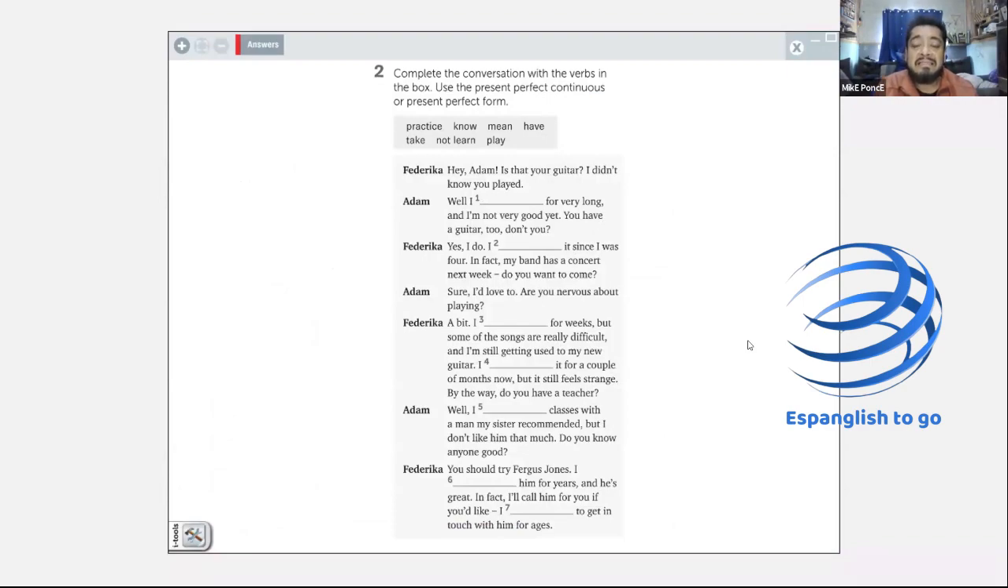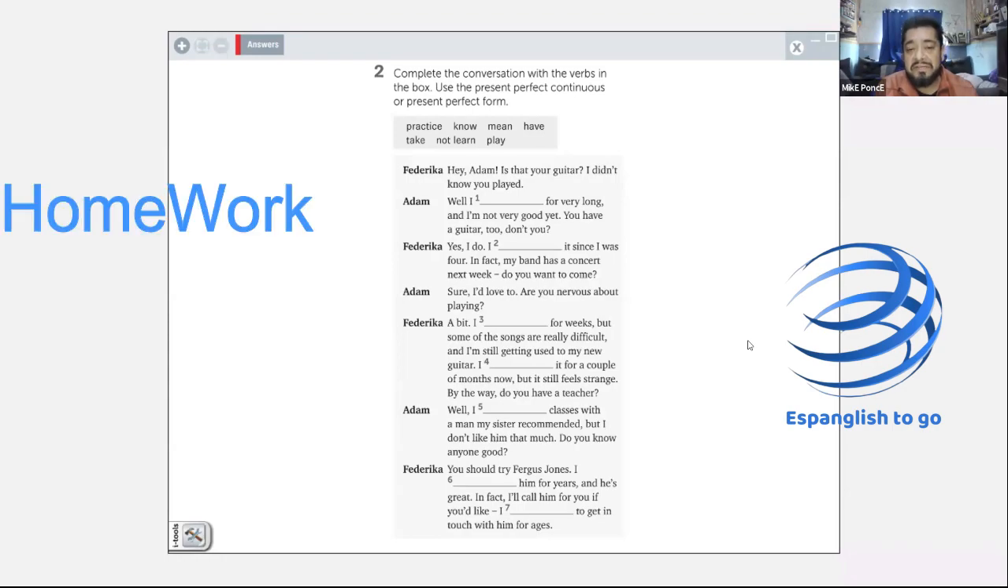Well, guys, this is going to be your homework. So you can pause the video here to copy the exercise, copy the conversation on your notebook and write the correct answers. When you finish doing this exercise, you will take a photo and send it to the WhatsApp group in order to be checked by your teacher or by me and send you feedback. Yes?